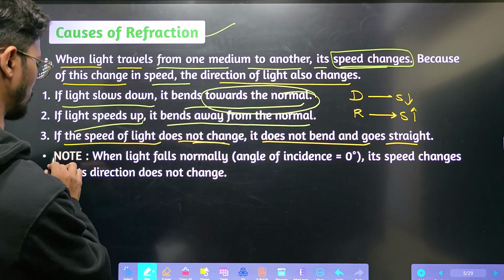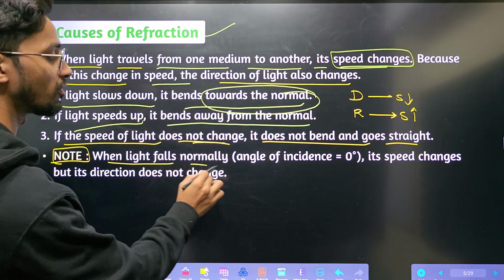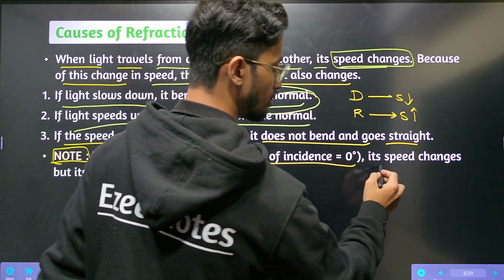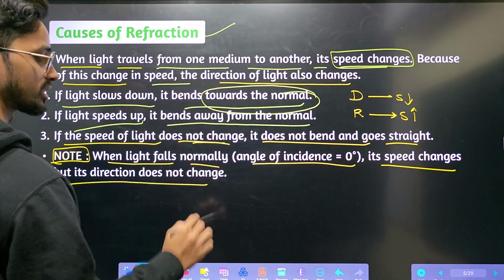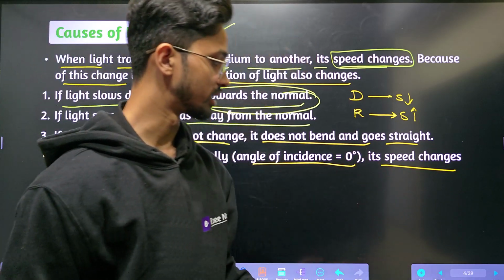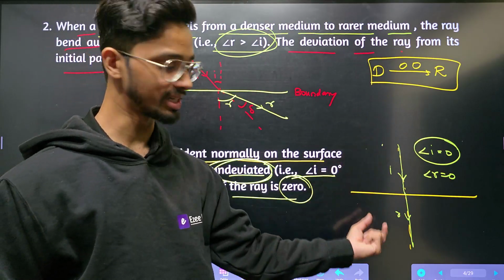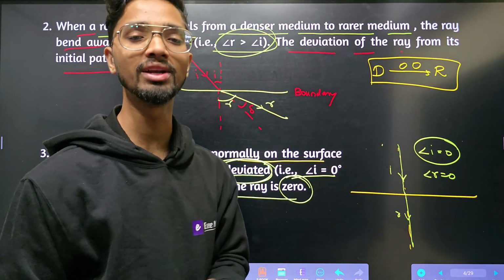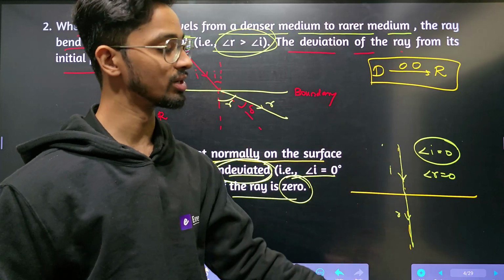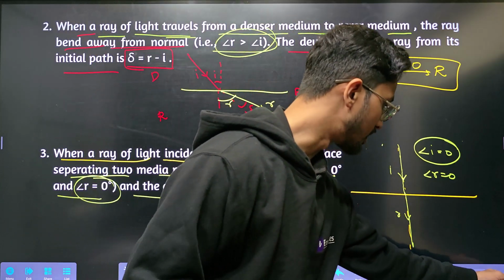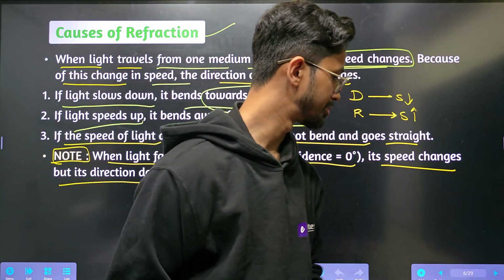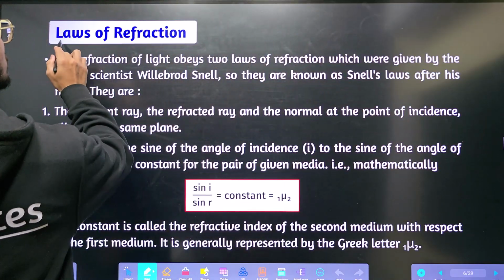Simple. Note this point, you need to remember: when the light falls normally, that is, angle of incidence is 0, its speed changes, but its direction does not change. Speed will change because the media are changing, but direction won't change because it passes undeviated. Simple. Okay. Next, laws of refraction.